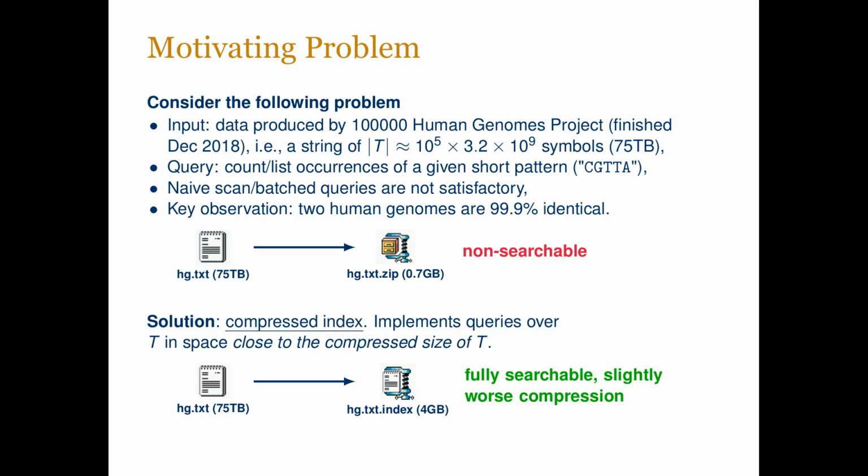The solution to this problem is a data structure called a compressed index. It allows performing queries over the original text T in space close to the compressed size of T. We can think of this as a searchable compression format. By adding the searching feature, the size of the compressed file grows slightly, but in many cases the resulting file is still orders of magnitude smaller than the original dataset.